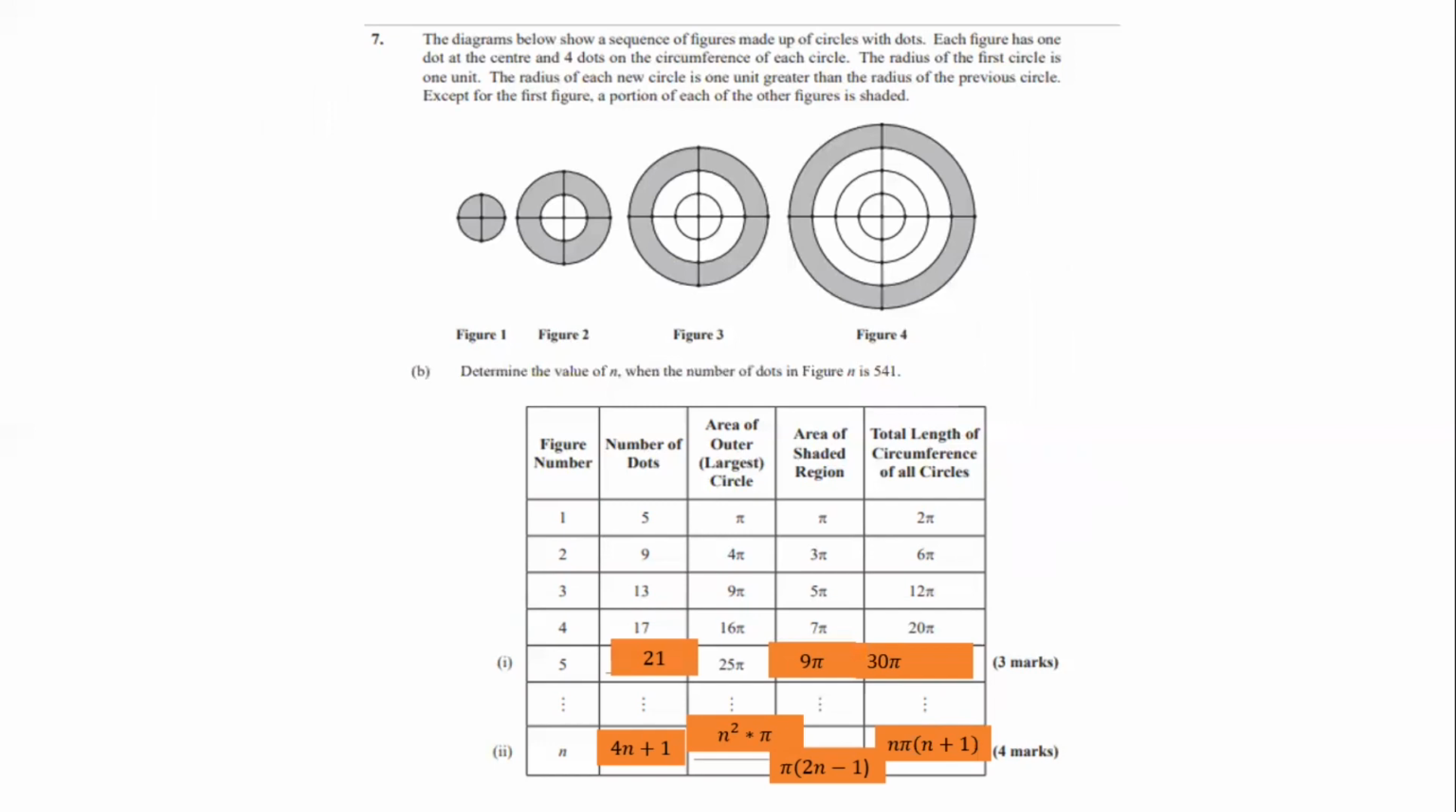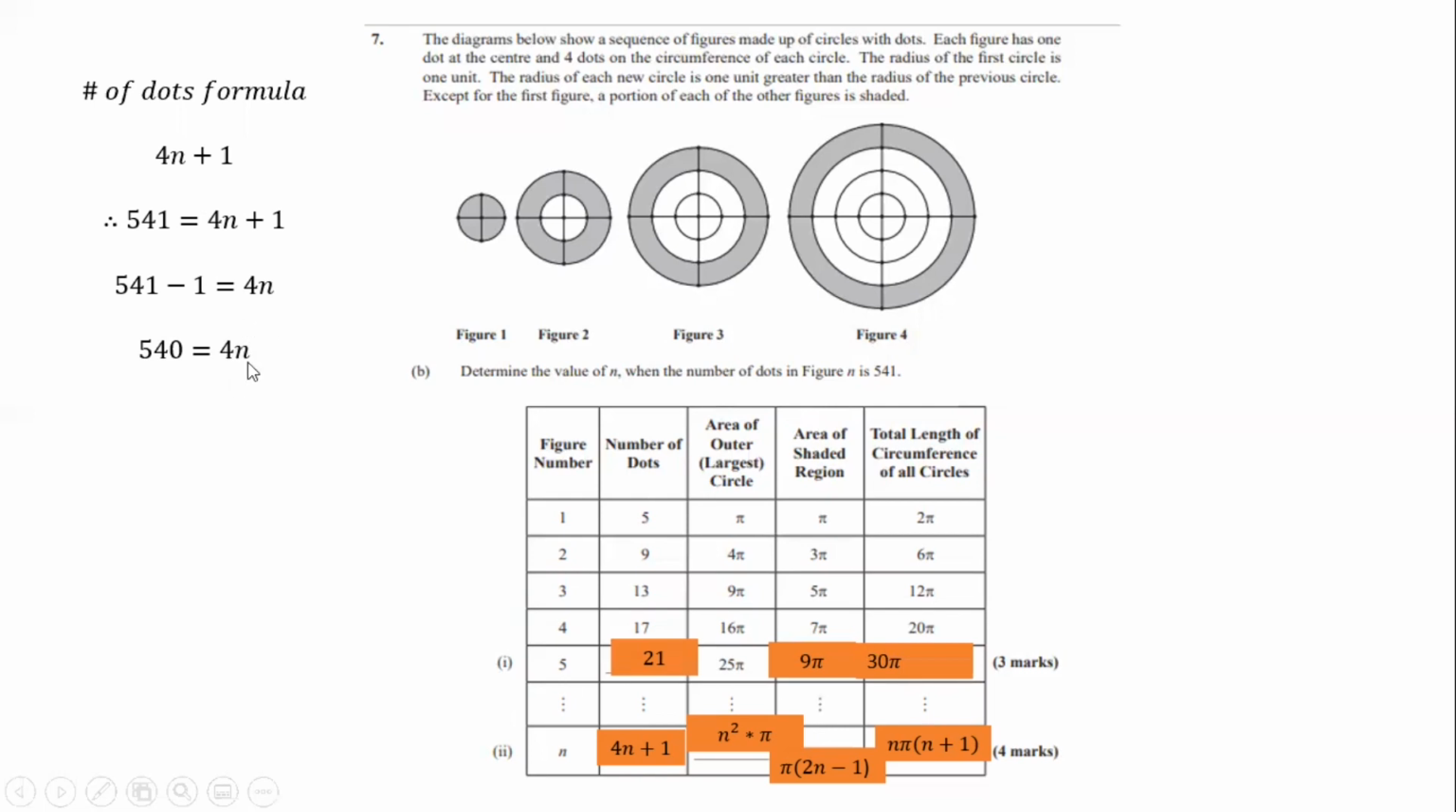Now part B says, determine the value of n when the number of dots in figure n is 541. So we have our general formula for the number of dots, which is 4n plus 1. So therefore, 541, which is the total number of dots, is equal to 4n plus 1, and we're going to solve for n in this instance. So we're going to subtract 1 from both sides of the equation. So what we'll have is 541 minus 1 is equal to 4n. So therefore, what we'll have is 540 is equal to 4n.